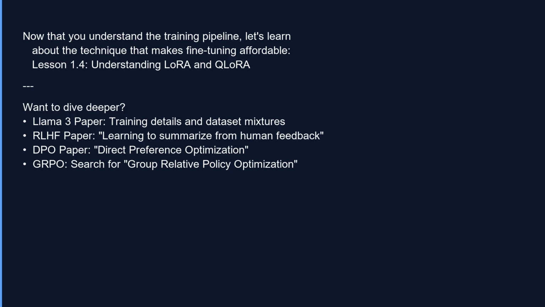Low-rank adaptation. Want to dive deeper? Llama 3 paper: training details and dataset mixtures. RLHF paper: learning to summarize from human feedback. Direct preference optimization paper. GRPO: search for group relative policy optimization.